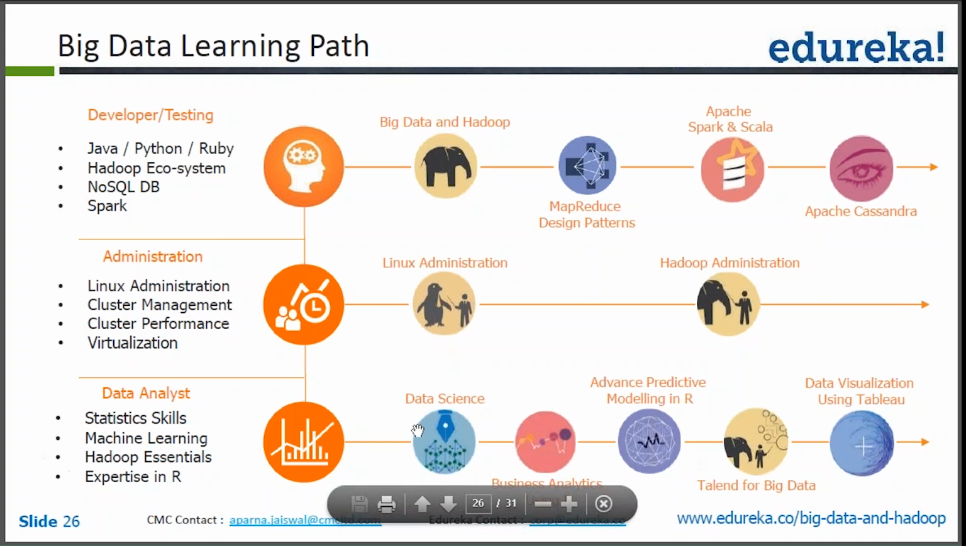Okay, and data analysts will be talking about data science. What are all the algorithms existing? What algorithm to use in what situation? How to leverage those algorithms? All those things we will be learning in data science. There is a language called R. R is an analytics language. Okay, it's very similar to MATLAB.